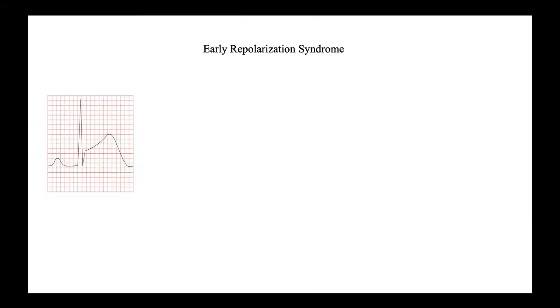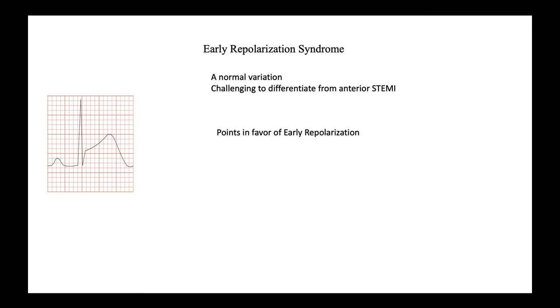A common cause that we see of ST elevation is early repolarization syndrome, and it's a normal variation that we do not need to treat. The problem is it's a challenging differential to anterior ST elevation MI, and usually we have some points which might be in favor of early repolarization. You see it in a young age group, and a person would be asymptomatic, having a routine ECG done, and you notice this ST elevation because of early repolarization.